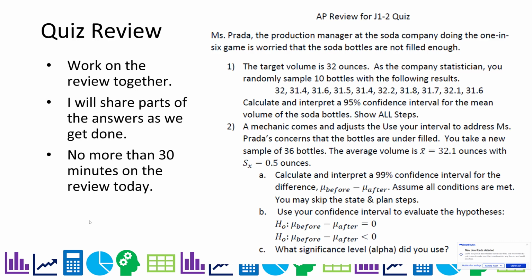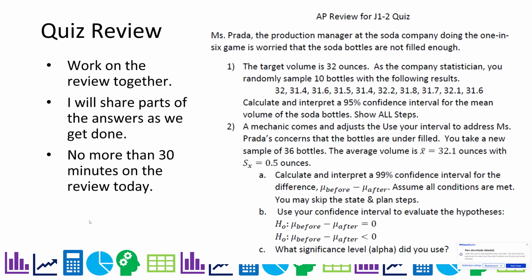So we're going to walk through the review for the quiz on intervals for means. All right, so in this case, Ms. Prada, the production manager at the soda company, is doing the 1 in 6 game and is worried that the soda bottles are not filled enough. The target volume is 32 ounces. As the company statistician, you randomly sample 10 bottles with the following results.